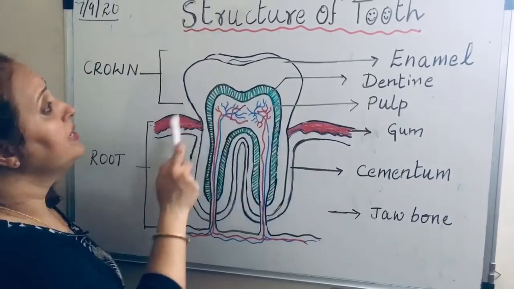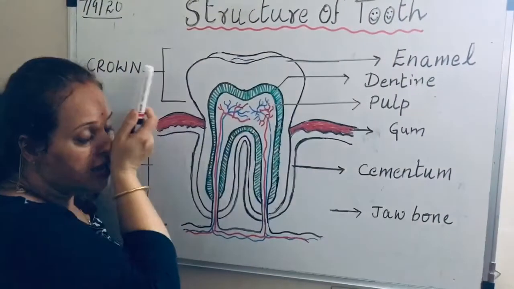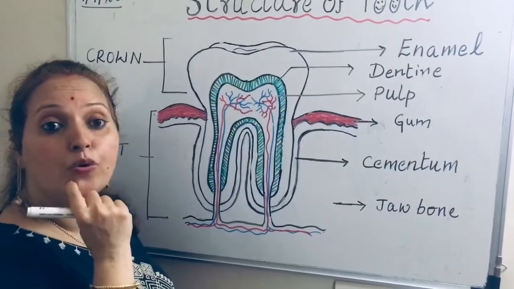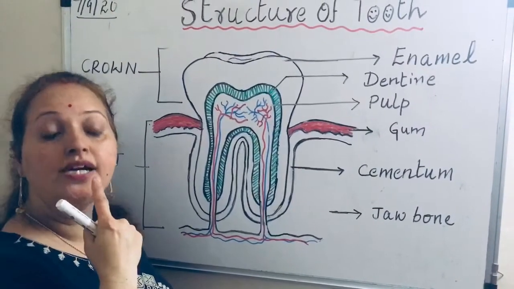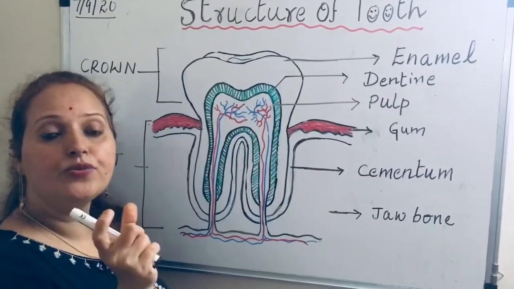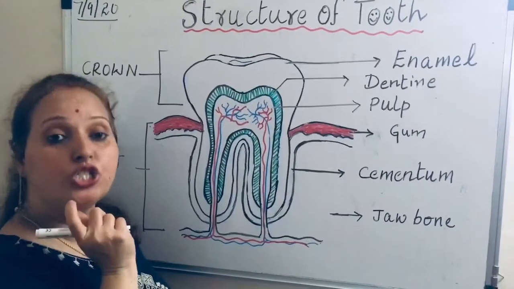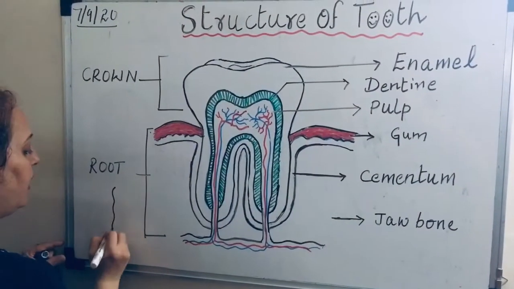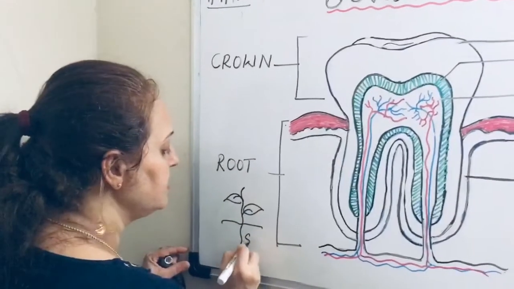Now, let me begin with today's topic, that is the structure of a tooth. Every tooth is fixed in our jawbone, right? We can see only a part of the tooth, it is visible, and the rest of the tooth is fixed or anchored in our jawbone. Just like if you see a plant, where is a plant fixed? It is fixed in soil.